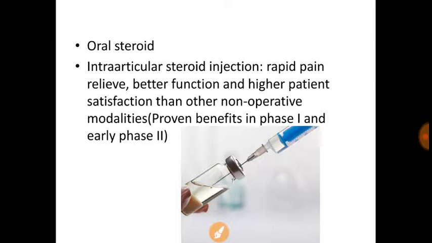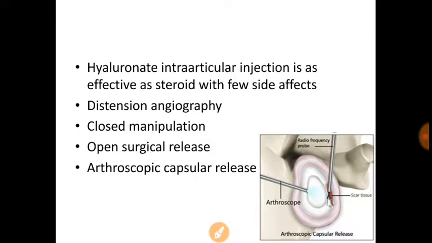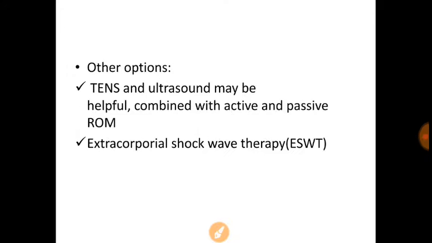Oral steroid as well as intraarticular steroid. Intraarticular steroid provides rapid pain relief, better function, and higher patient satisfaction than other non-operative modalities, and it is proven to be beneficial in phase 1 as well as early phase 2. Hyaluronate intraarticular injection is as effective as steroid along with fewer side effects. Other methods can be distension, angiography, closed manipulation, open surgical release, and arthroscopic capsular release.